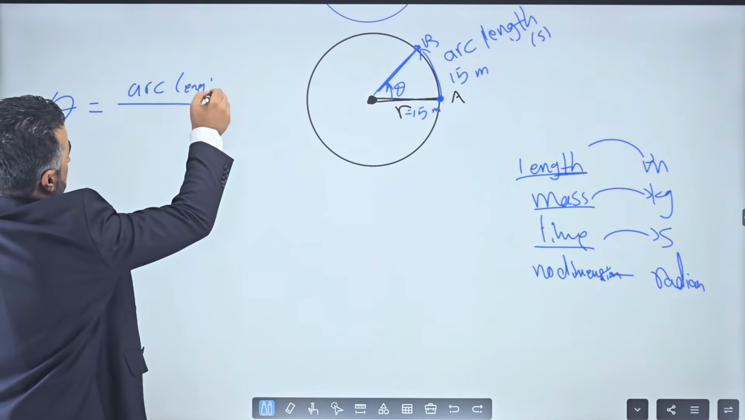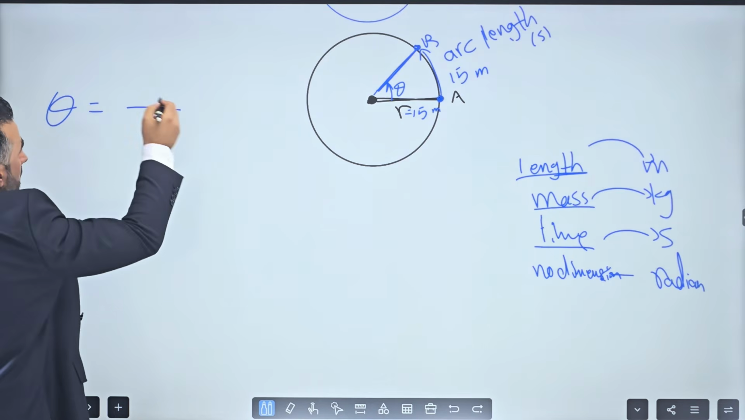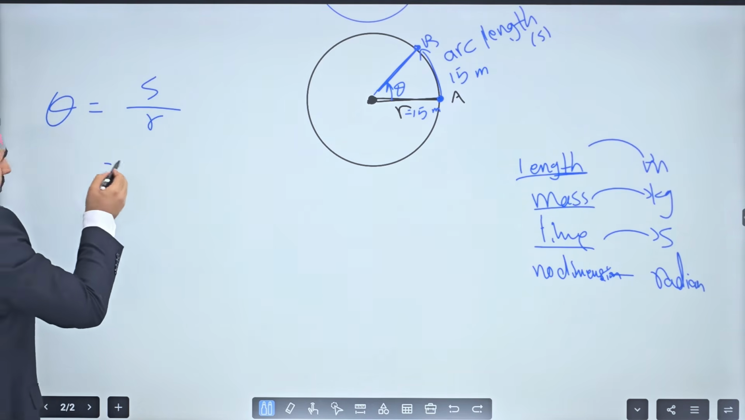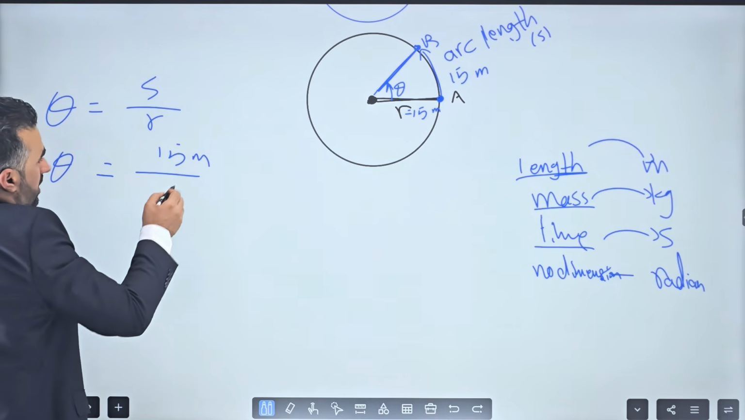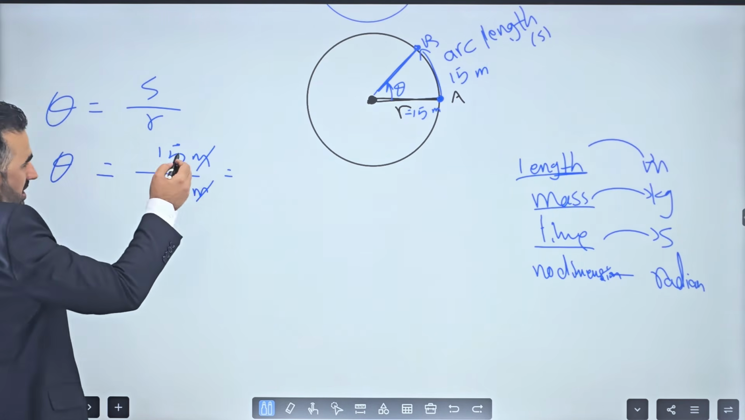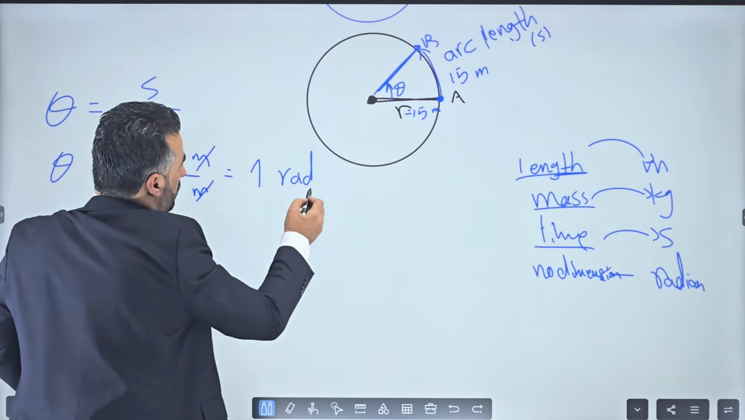Arc length divided by the radius, or let's just use the symbol S, that'll be the arc length divided by the radius. And one more time here, theta is equal to the arc length, which is 15 meters. The radius is also 15 meters now. So these two cancel out, of course. Now 15 divided by 15, that'll be 1. 1 what? 1 radian here.